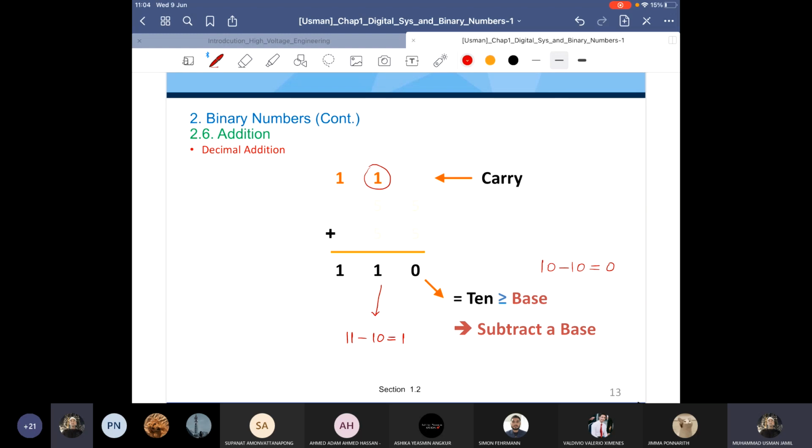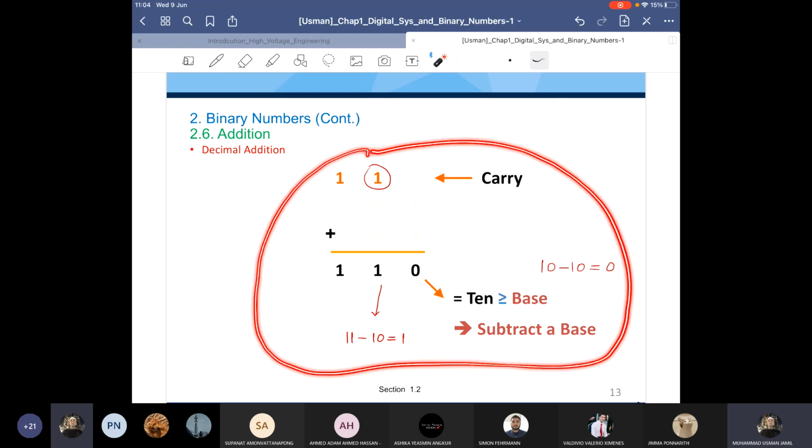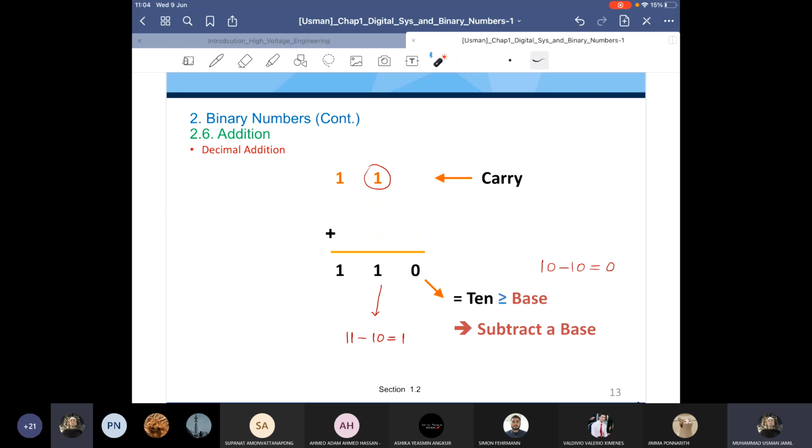Now we will use this same phenomenon for binary numbers. How can we add binary numbers? Let me give you an overview again. 5 and 5 is 10, so 10 minus 10 is 0. But the number is greater than or equal to the base, so we have a 1 carry.